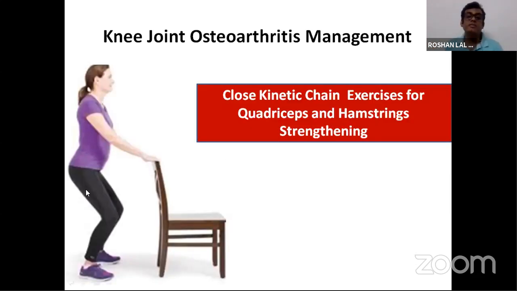Closed kinetic chain exercises. The first exercise is the mini squat. Why closed kinetic chain exercises? Why not open kinetic chain exercises? Closed kinetic chain exercises are used because, for example in a mini squat, there is co-contraction of two groups of muscles, the hamstrings and quadriceps. So this co-contraction of the muscles helps in providing stability.